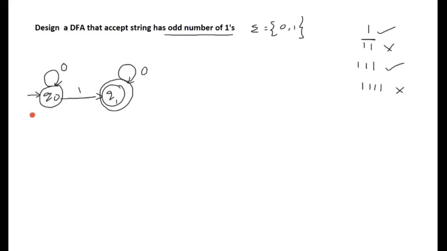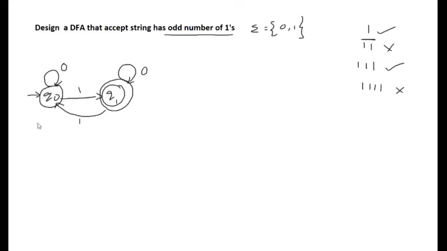Suppose the first one is seen, it reaches the state Q1. Since it is an odd number, it is accepting. If one more one is seen, it becomes even, so it should not be accepted. So it has to reach the non-final state, that is Q0. If one more one is seen, that will again make an odd number, so it goes to Q1, and the next one leads back to the non-final state Q0.